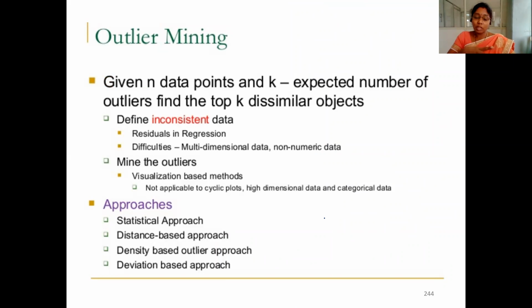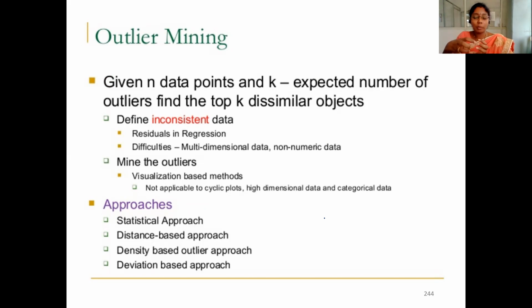first, what is the outlier mining process? Given n data points, out of all n data points, suppose k is the expected number of outliers, then you need to find out the top k dissimilar objects. Suppose you have some data consisting of n values. Out of n, you know that there are k outliers. In such a case, you need to identify the top k number of dissimilar objects.